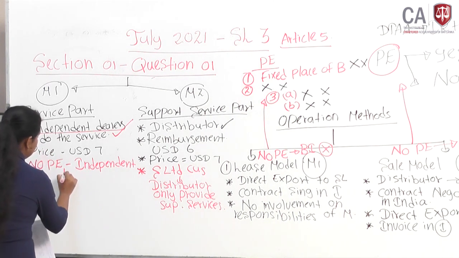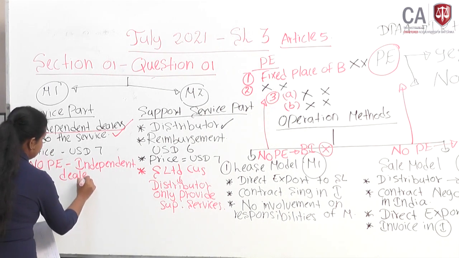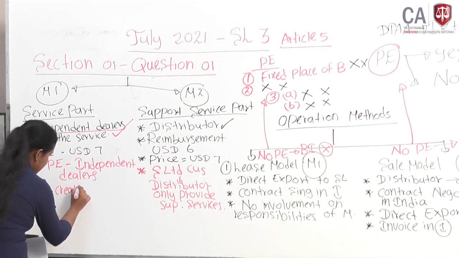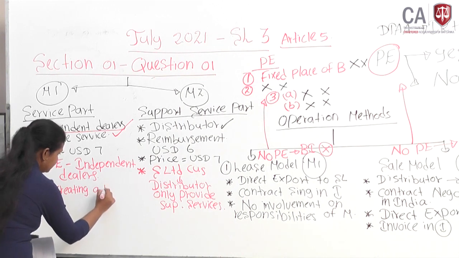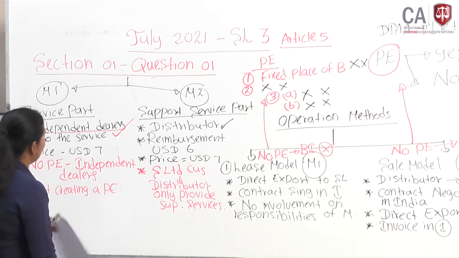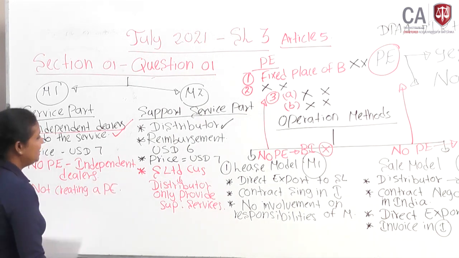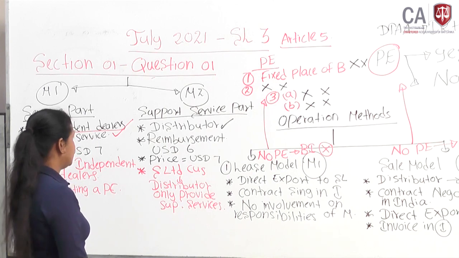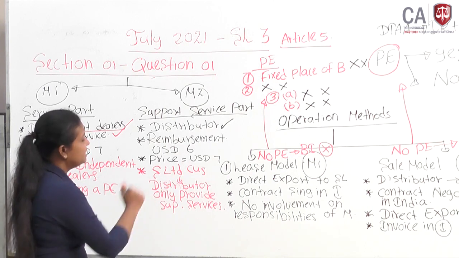Independent dealers. They are not creating a PE. Done. Then all three, 1, 2, 3, no PEs.